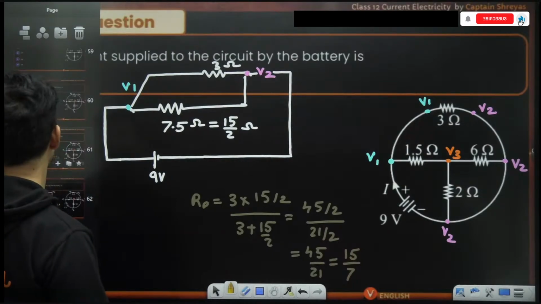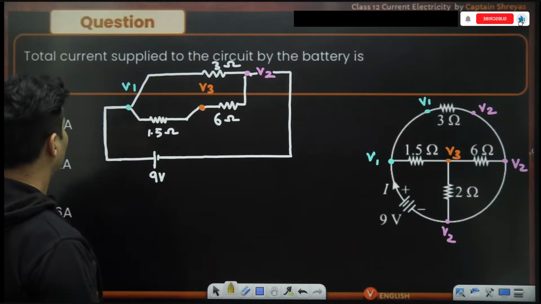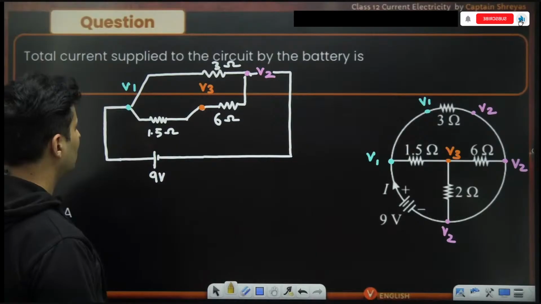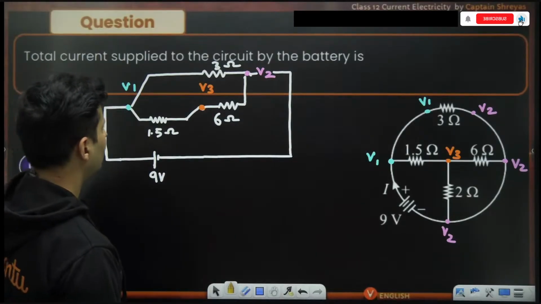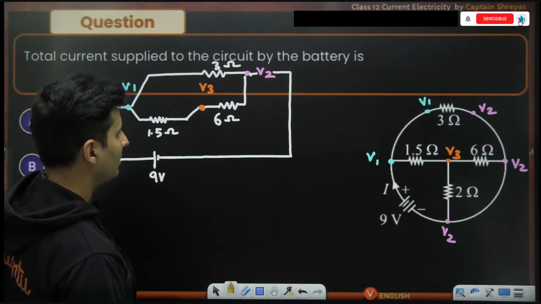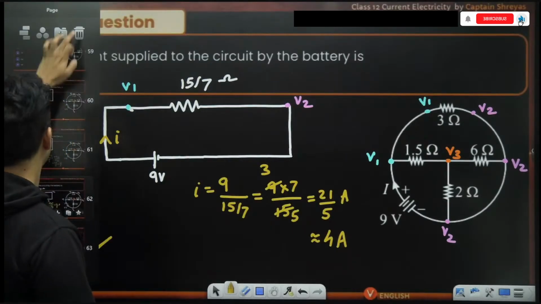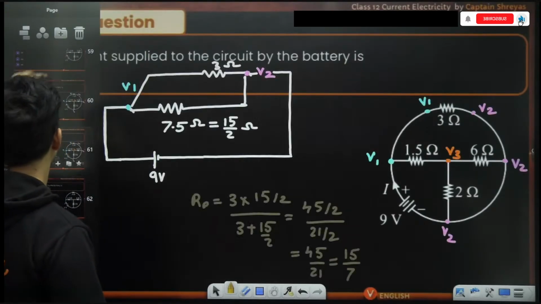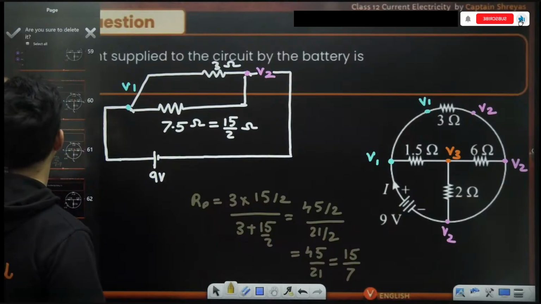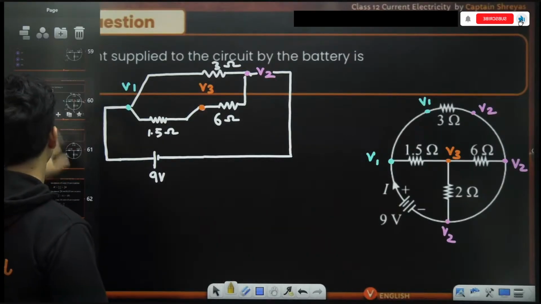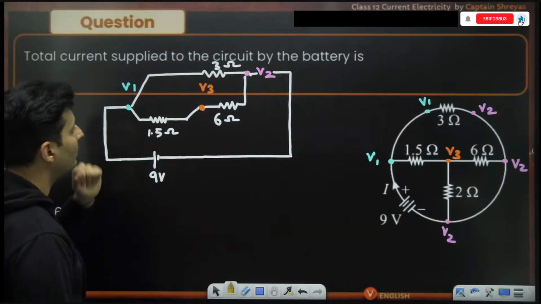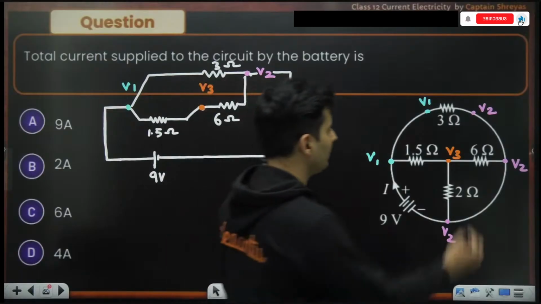V3 and V2, did we miss something? V3 and... Oh, sorry guys, I'm so sorry. I'll have to delete this. I think I missed one resistor in between V3 and V2.